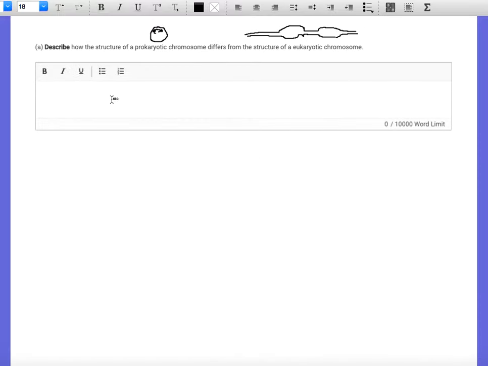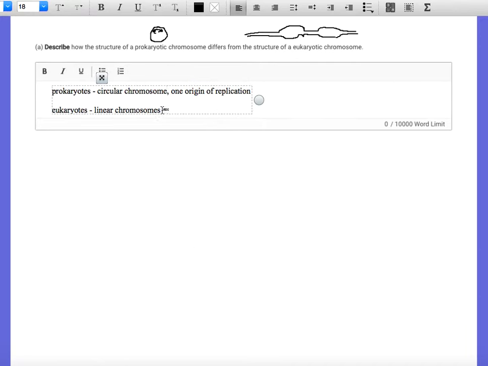So, yeah, I think the most important thing is that prokaryotes, like your archaea and your bacteria, have circular DNA and one origin of replication, whereas eukaryotes are going to have linear chromosomes, I guess this should really be chromosome, linear chromosomes, many origins of replication.